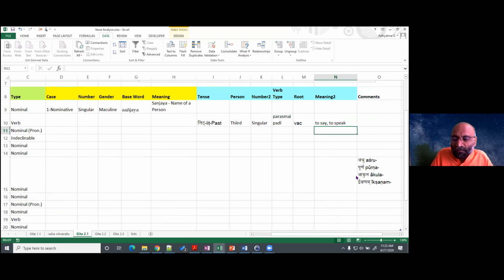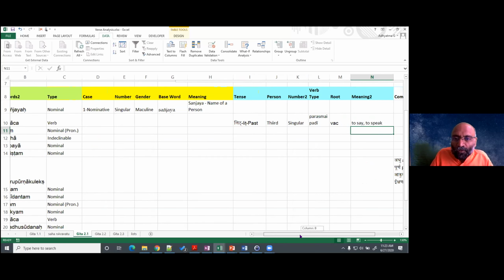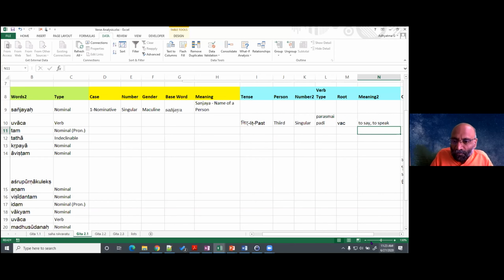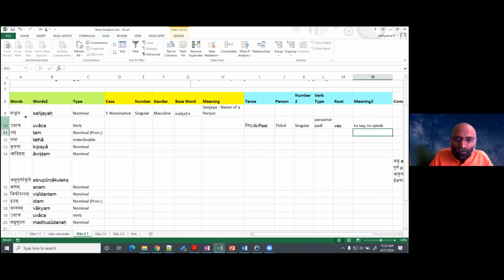And then the last column here is comments. Now if you look at this word called uvacha, it's a past tense. Who spoke? Sanjaya spoke. In Sanskrit, that is another thing. In order to find out the meaning of a sentence, the verb is the central piece. The whole sentence revolves around the verb. As one sentence, one verb. So it's a one-to-one relationship.